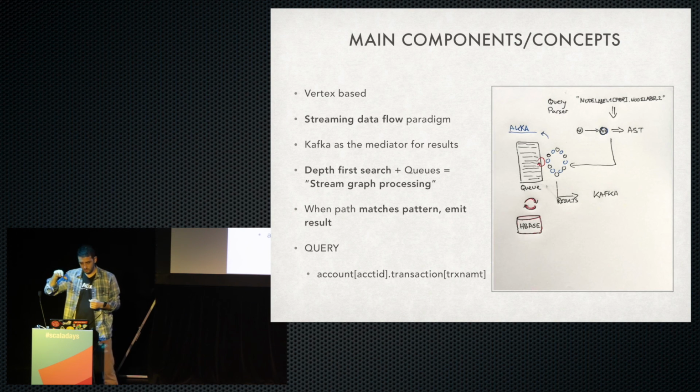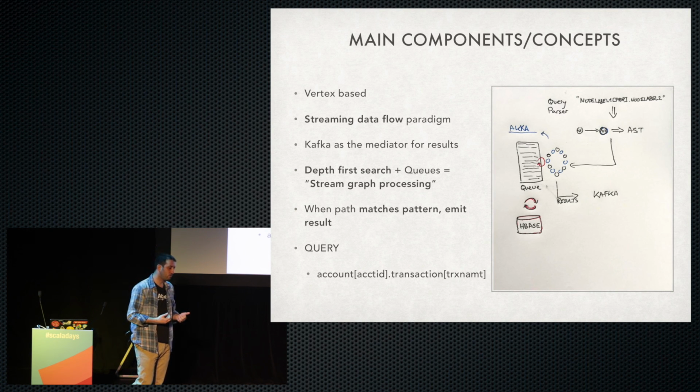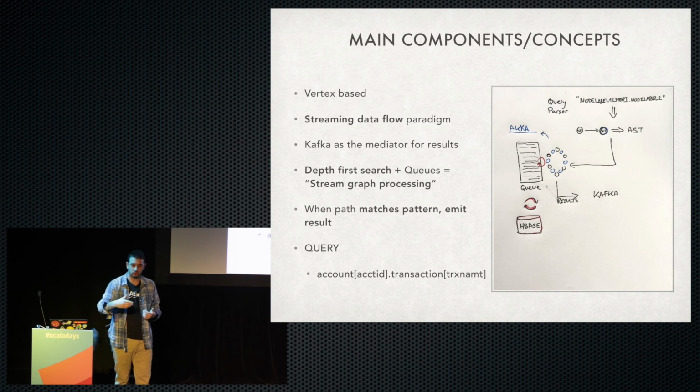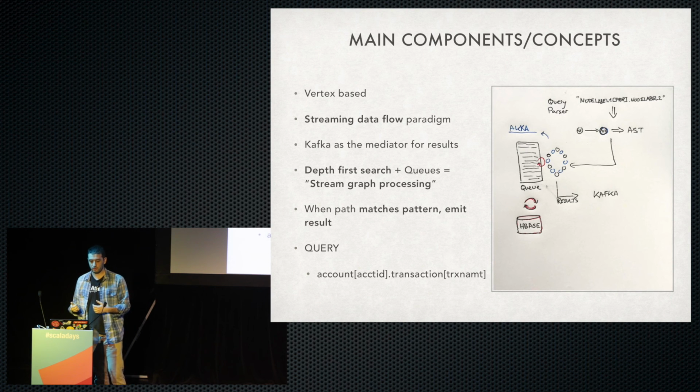Now, we're going to dive into the code in a second, but this is vertex-based. That's not new. Pregel does that. Think like a vertex. It's message passing, obviously, because it's Akka. There's a streaming data flow paradigm. We use Kafka as a mediator for results because what we wanted to do is if you want to start emitting results in a stream from a graph processing, then you need some way to capture that. And people might want to replay that result set. So we decided to use Kafka as a thing that captures those results.